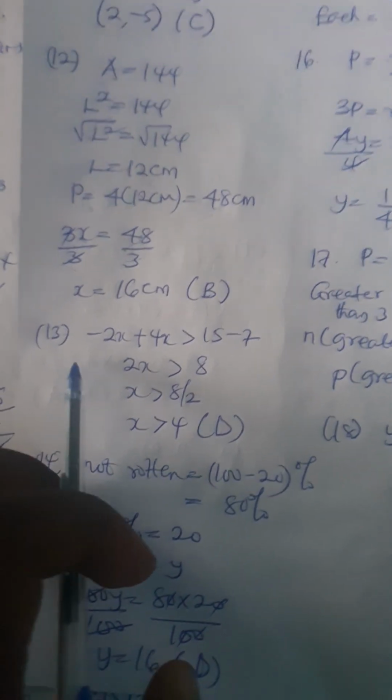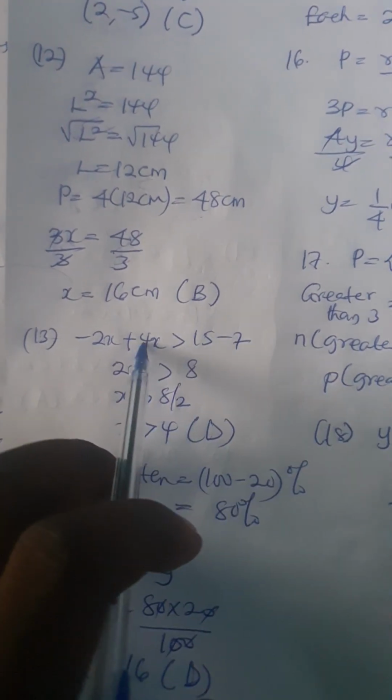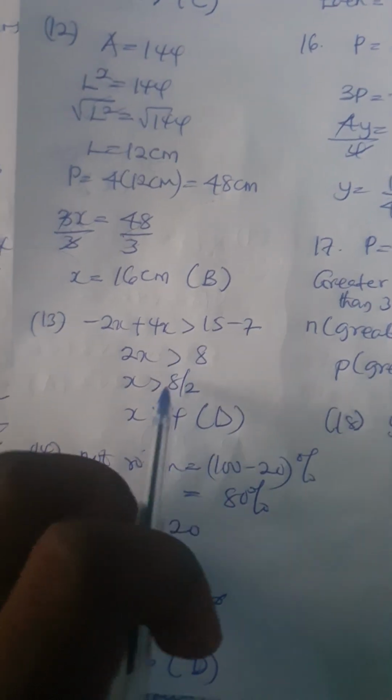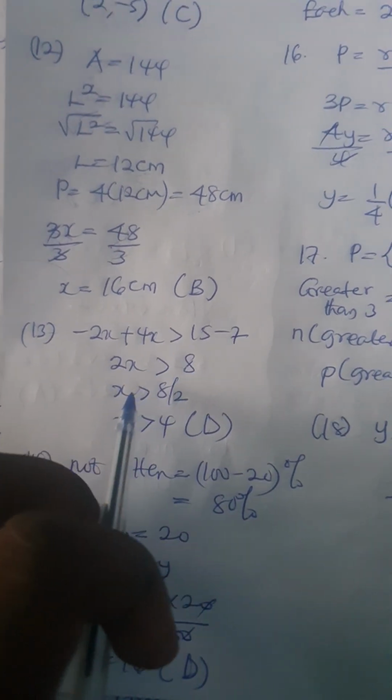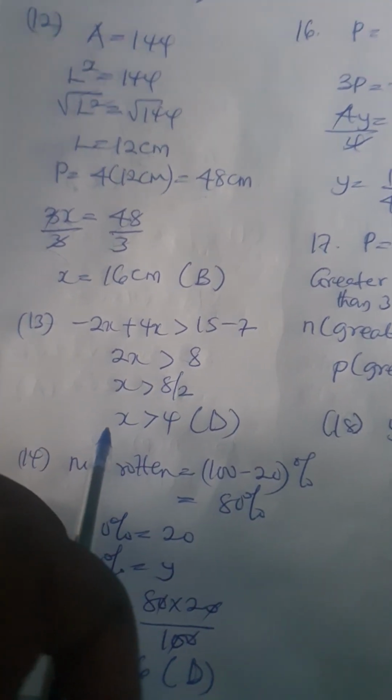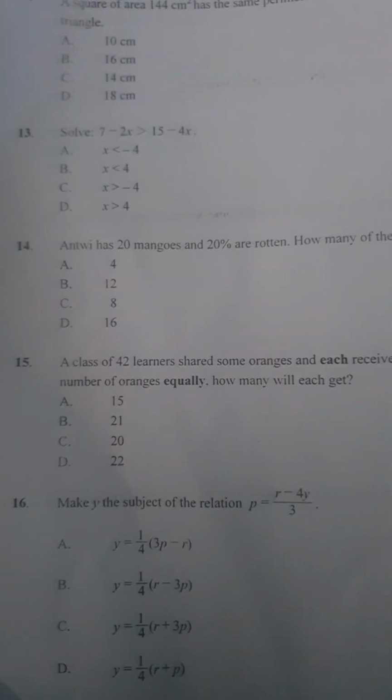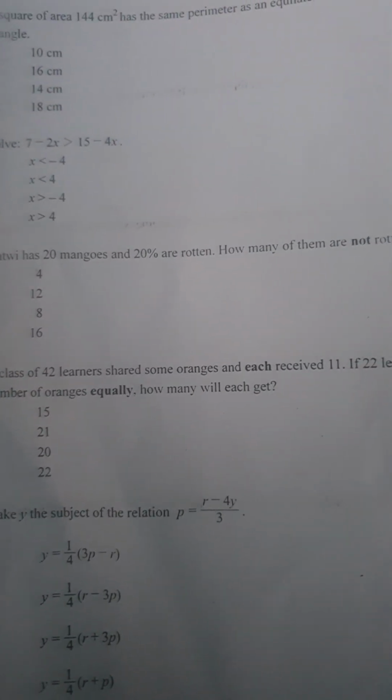Number 13. Group like terms. So next, 2x plus 4x, then 15 minus 7, 2x is greater than 8. Divide through by 2. X is greater than 4. Option D.